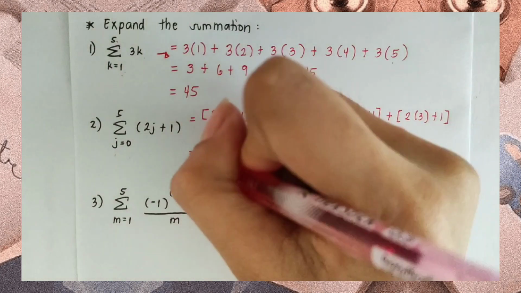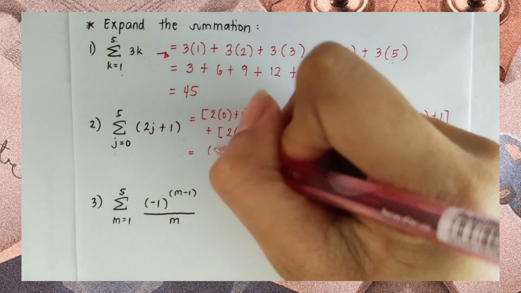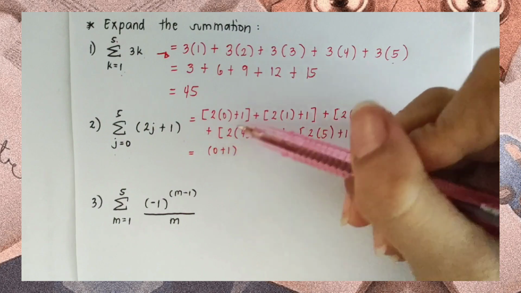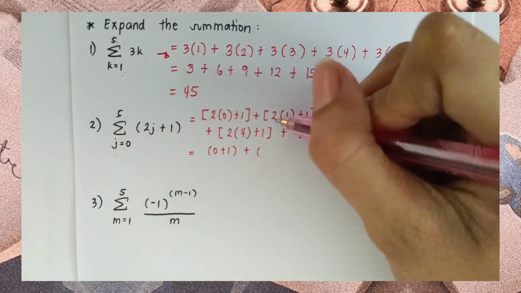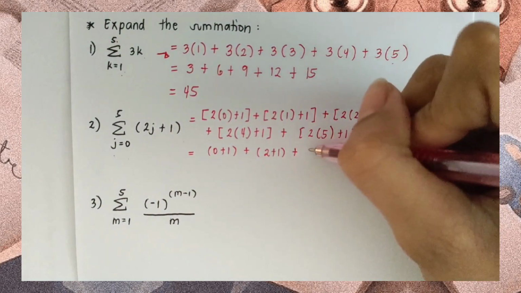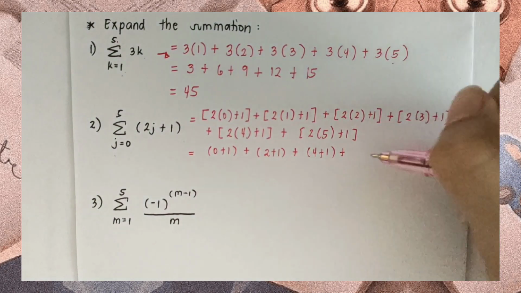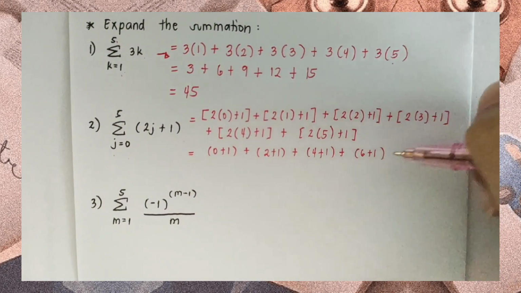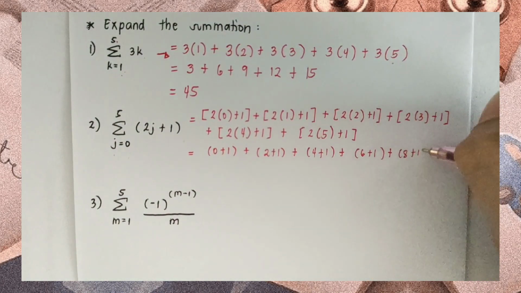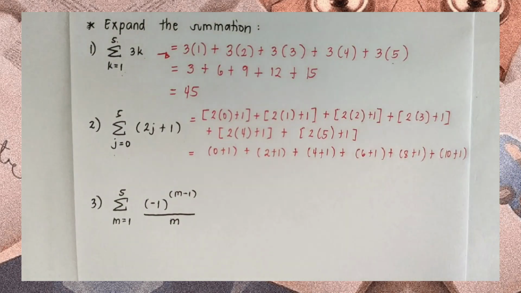Now let us simplify. 2 times 0 is 0 plus 1. So let us write it step by step. 2 times 0 is 0 plus 1 plus 2 times 1 is 2 plus 1 plus 2 times 2 is 4 plus 1 plus 2 times 3 is 6 plus 1 plus 2 times 4 is 8 plus 1 and 2 times 5 is 10 plus 1.